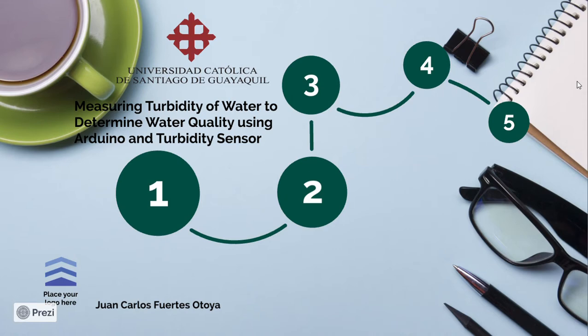I'm a student at the Catholic University and I study in the career of Electronic Engineering in Control and Automation. This project has the title: measuring turbidity of water to determine water quality using Arduino and a turbidity sensor.